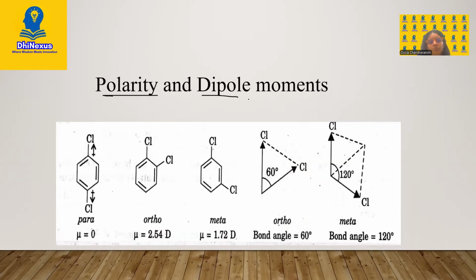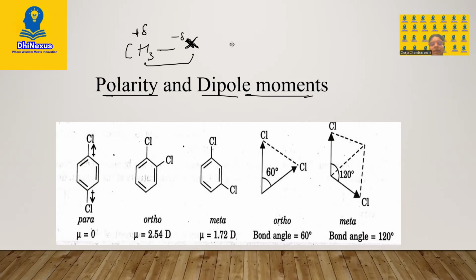What about polarity and dipole? Like I already said, my haloalkanes are going to be polar, and the polarity is because of the high electronegative character of the halide ions. It takes the electrons towards itself and makes the bonds polar. Same is the case when I have my aryl halides. These are also polar.